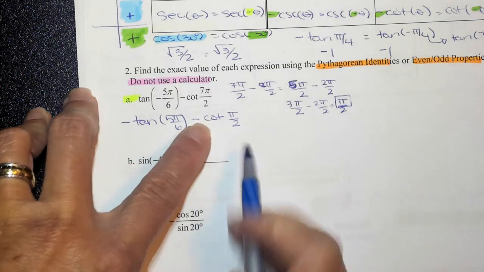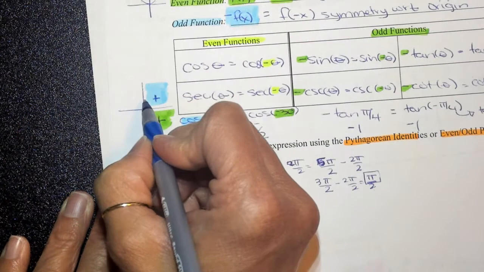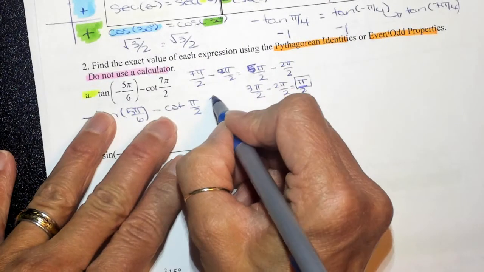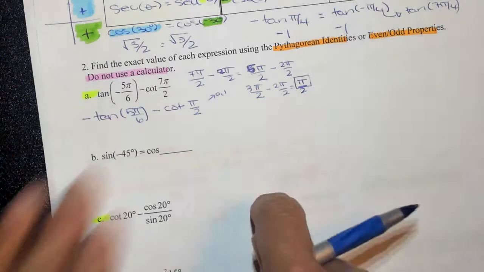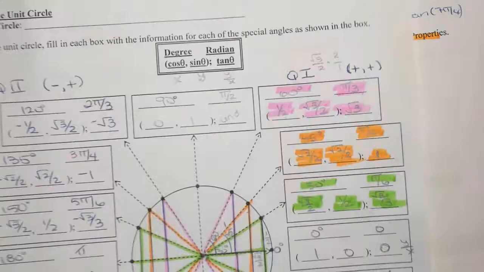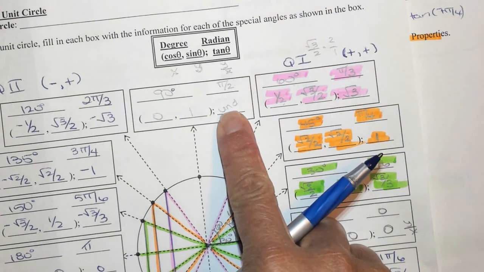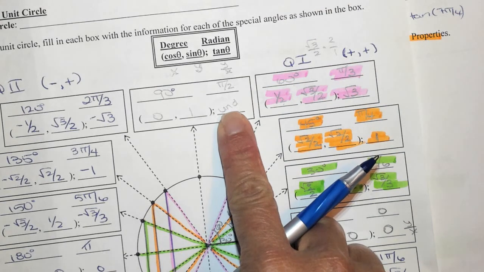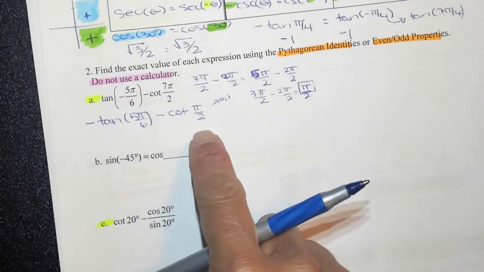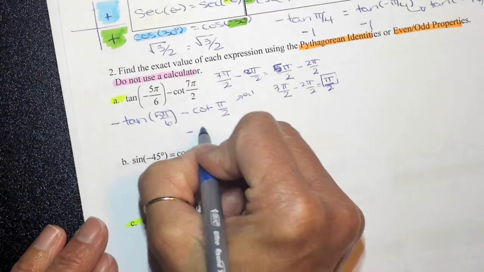Okay, so that's up here. And remember, this point on our unit circle up here is going to be the point 0, 1. So if you go back to your unit circle, if you don't remember, the tangent was undefined. Okay, so that means the cotangent is 0. Okay, so this is minus 0.